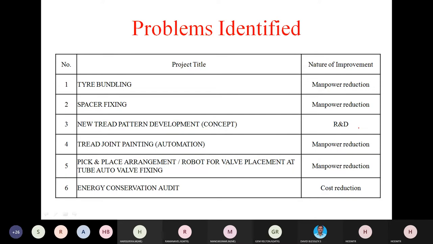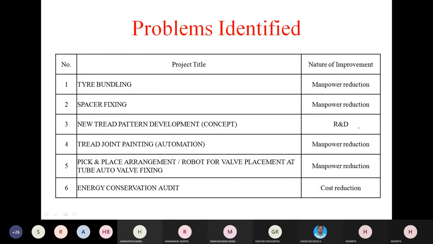Okay. Just in 4 hours of field visit, we identified these problems. If we visit the industry 2 or more times, it's possible for us to identify more problems. 6 problems we identified, and we prioritized the first 2 problems and combined these 2 problems as a single problem, a spacer fixing and a tire bundling. So after discussing with the higher officials of the TVS company on that day, we left the industry.